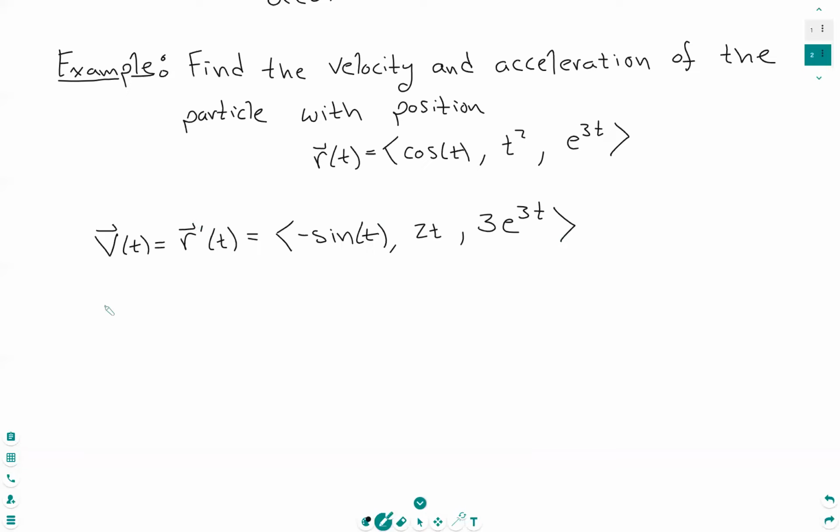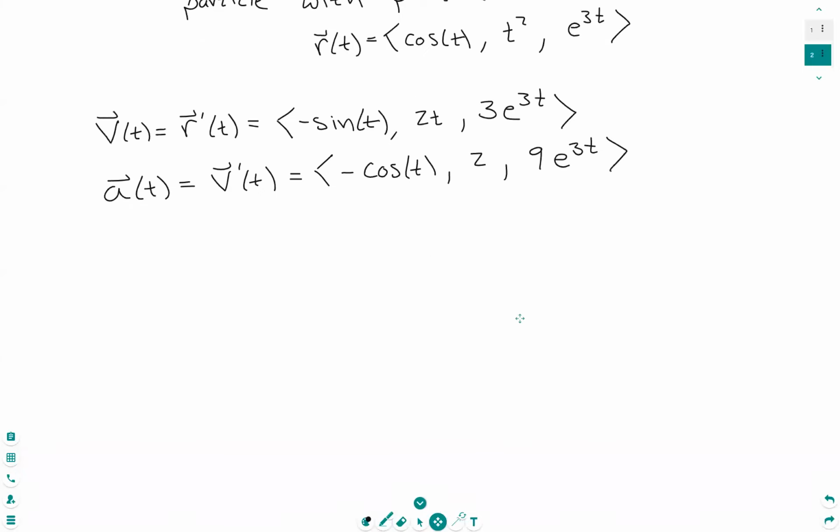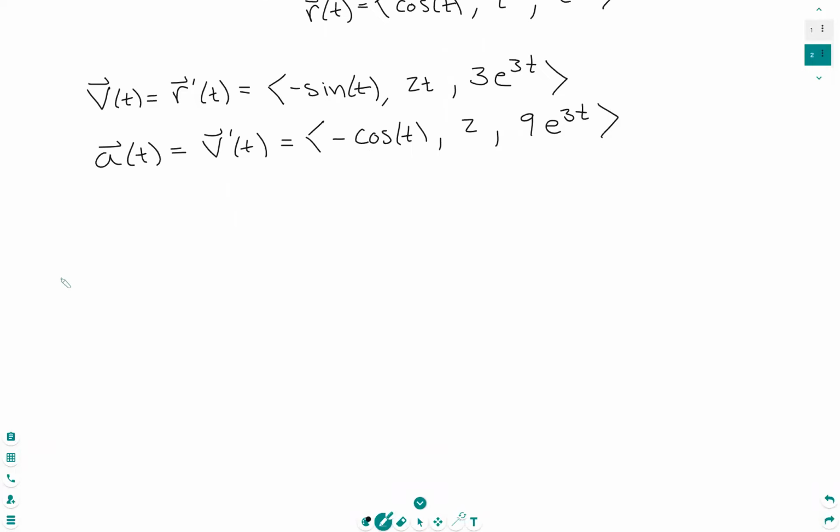Our acceleration is the derivative of velocity. So we go ahead and take another derivative. We'll get a negative cosine of t, a 2, and a 9 e to the 3t. So easy enough, not too bad.